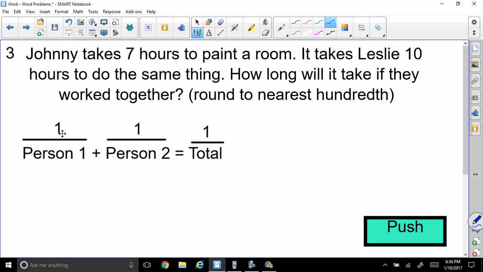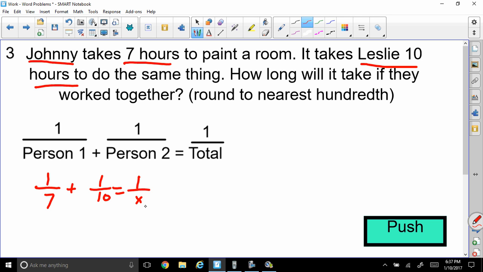So person number one is Johnny, and he takes 7 hours to paint a room. So let's highlight that. Johnny does 7 hours, so he'll be person number one. So 1 over the hours that he takes, plus person number two is Leslie. She takes 10 hours to do the same thing, so plus 1 over 10, and that's going to equal 1 over the total, because they're working together. Well, we don't know the total, so we'll put an X here. And so now we need to solve for X.